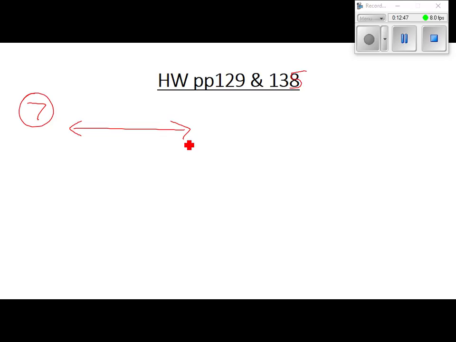They give us a picture, it looks like this. This is 128 degrees. This angle's 2x. And they tell us that these two lines are parallel to each other. Number 7, 135.